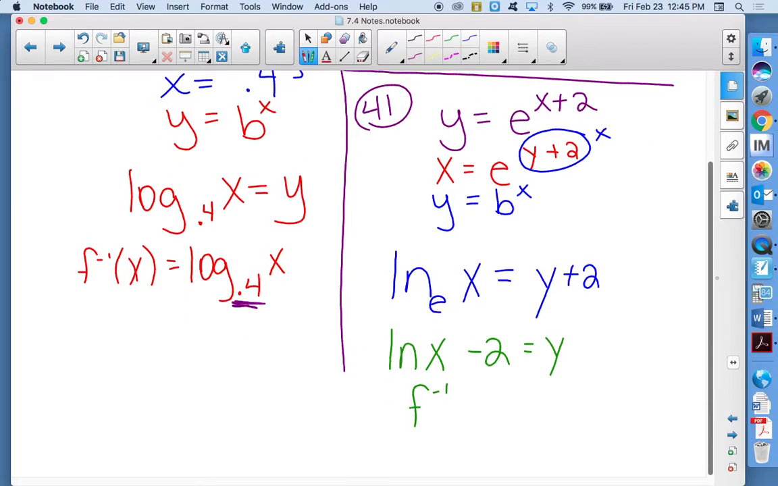So inverse equals the natural log of x. That's in there because it started out with an e in the original equation. And then the minus 2. So when you have an exponent and you're finding its inverse, the inverse is either going to be a log or it's going to be a natural log, depending what the exponent is that you started with. So if you started with an e, your answer should be natural log. If you started with a number, your answer should have the log with that value.